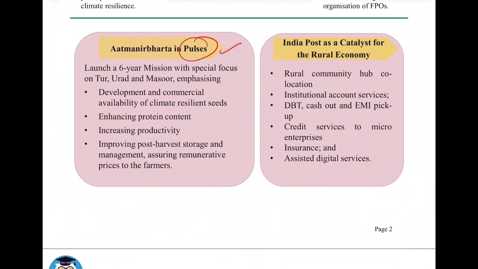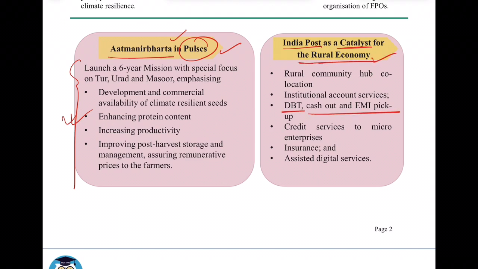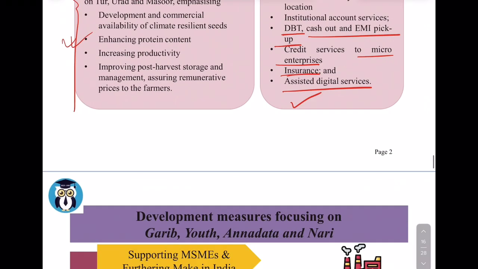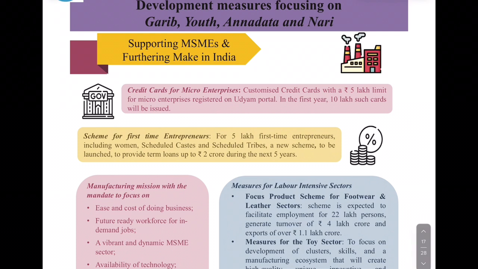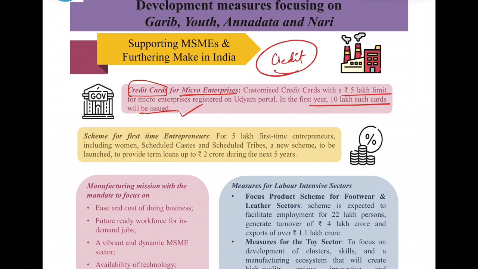In pulses, we have launched Atmanirbharta. And India Post is a catalyst for the rural economy, like for DBT, cash out, EMI pickup, for micro enterprises, insurance, and all that. Now, similarly, credit cards for micro enterprises. So, we have to increase the credit growth. So, there has been an increase in that.